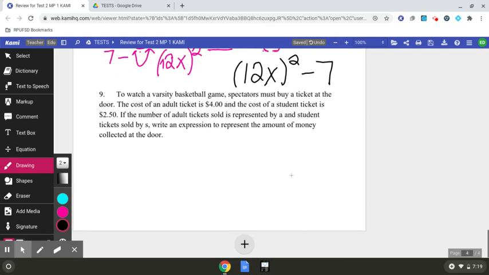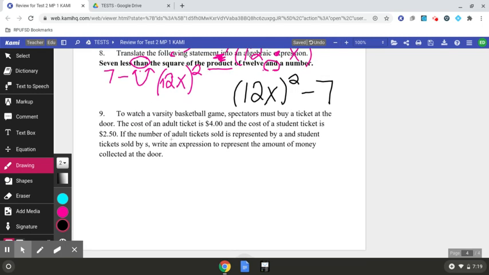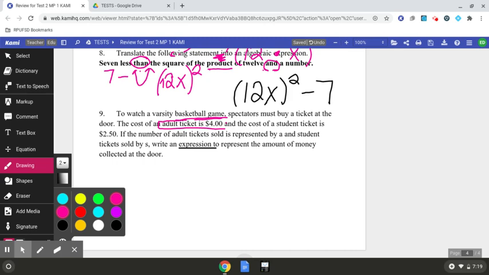Okay, and then number 9, the last one here, is just a word problem, and we're going to translate and write an expression it wants us to do. To watch a varsity basketball game, spectators must buy a ticket at the door. The cost of an adult ticket is $4, so I see numbers, I'm going to kind of box that off. Adult ticket is $4, and a student ticket is $2.50. If the number of adult tickets sold is A, and student tickets is S, write an expression to represent the amount of money collected at the door.